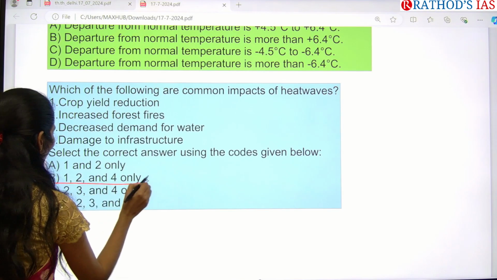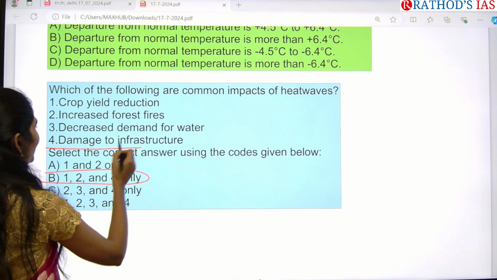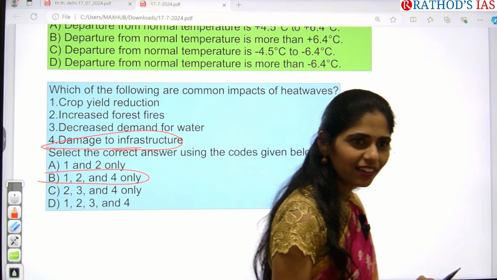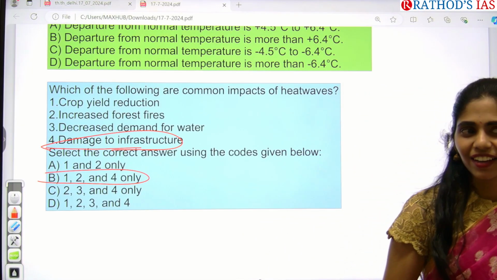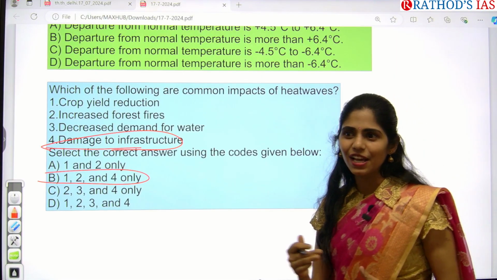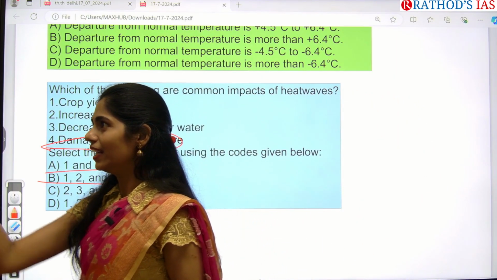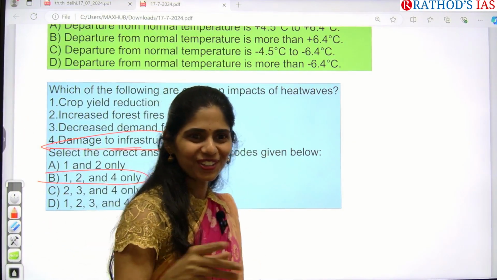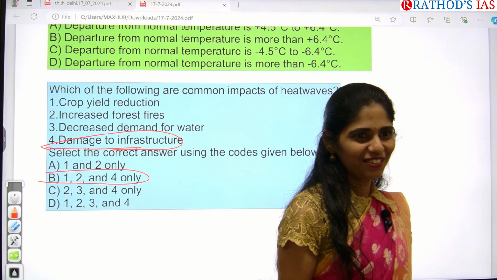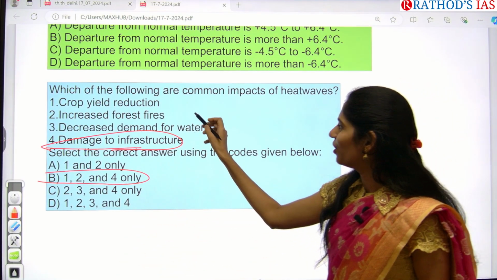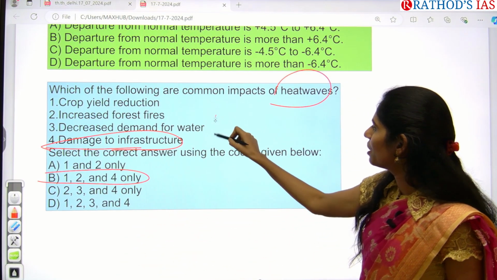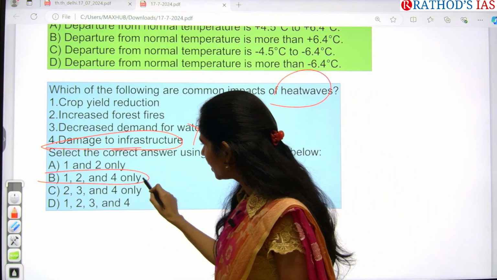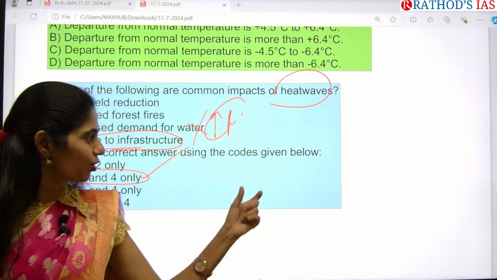Answer is B, 1 to 4. Because of heat, infrastructure will be getting damaged, right? So what's wrong in that? Whatever the infrastructure, for example, if you are using any AC here, because of a heat wave it will be run continuously, so it will get damaged, right? What is the logic here? Whenever a heat wave is there, there will be increased demand for water. So only this third statement is wrong, but 1, 2, 4 are correct.